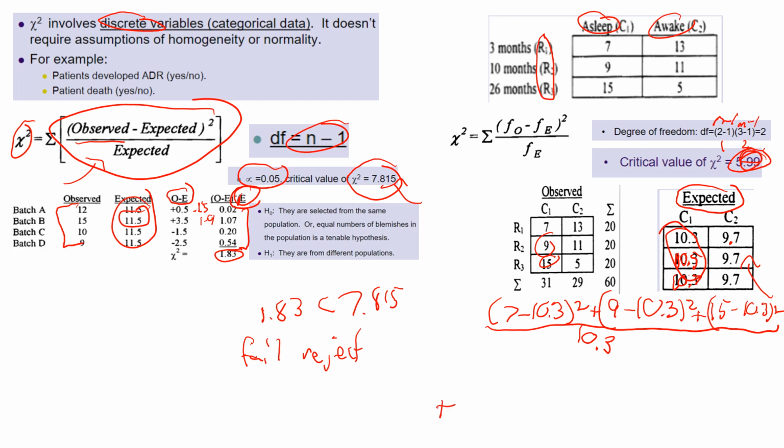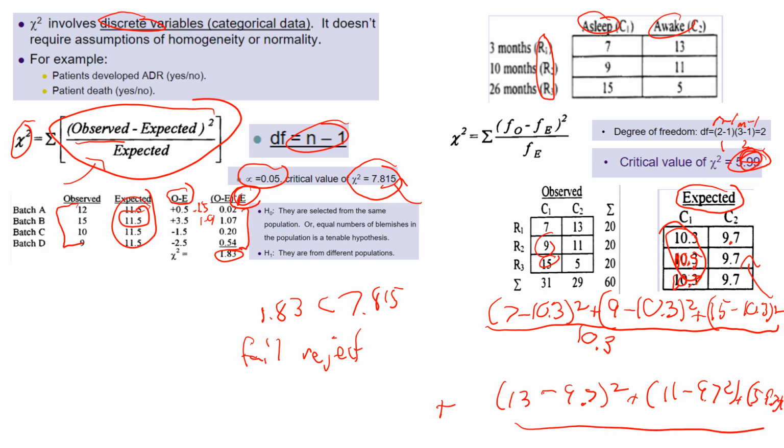We have 13 minus 9.7 squared plus 11 minus 9.7 squared plus 5 minus 9.7 squared. And then this is all over 9.7. I'll be right back with that solved math. Give me just a second.